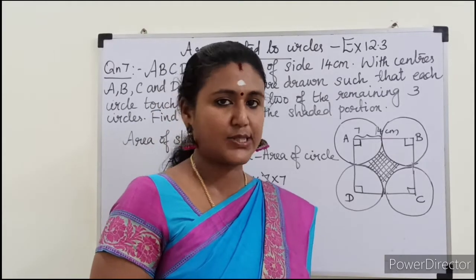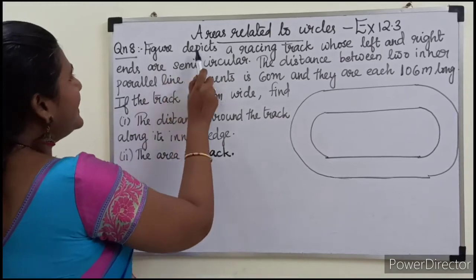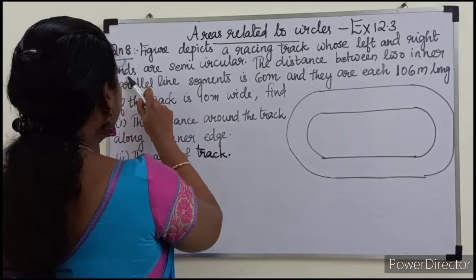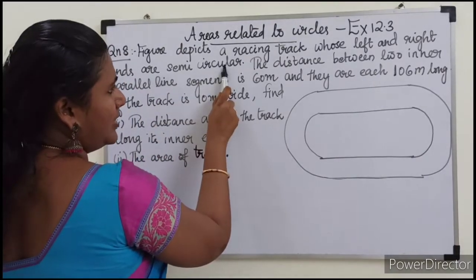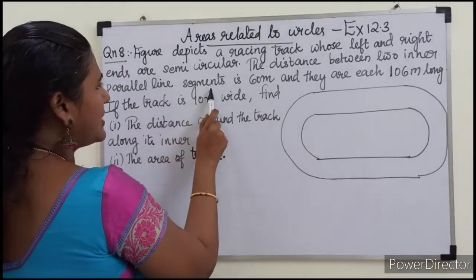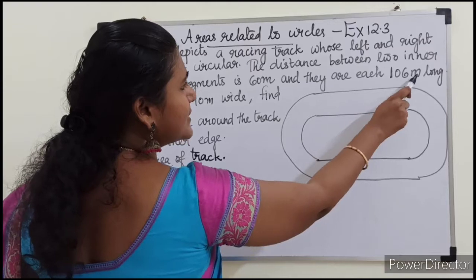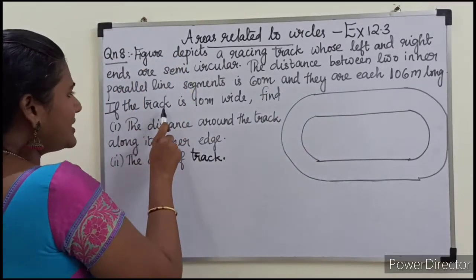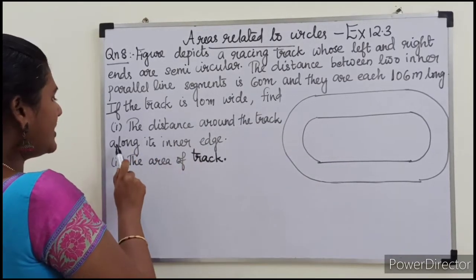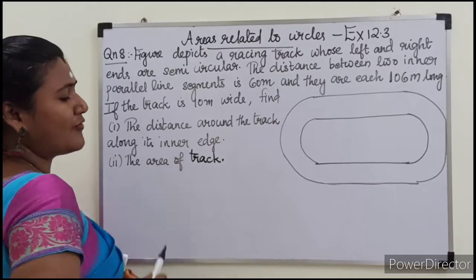Now we will see the next question. Question number 8. The figure depicts a racing track whose left and right ends are semicircular. The distance between 2 inner parallel line segments is 60 meter and they are each 106 meter long. If the track is 10 meter wide, find the distance around the track along its inner edge. Second part, the area of the track.